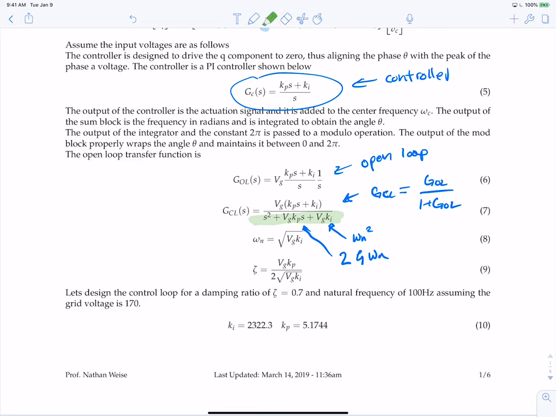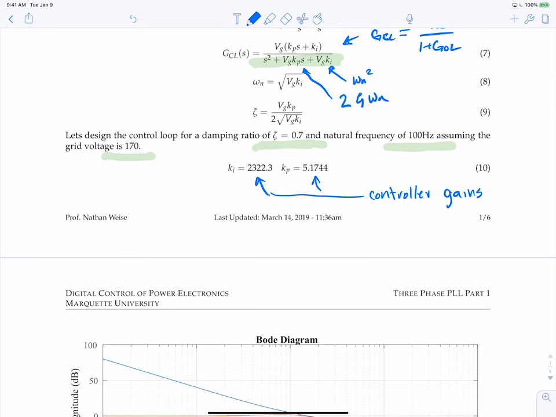So essentially we can design for whatever we would like. So in this example, I'm going to assume that the grid voltage peak is 170. So that would be our Vg. I'm going to assume we're going to design with a damping ratio of 0.7. It's a decent damping ratio. And a natural frequency of 100 hertz. Now, if you select those three values and calculate equations 8 and 9, this is what you get for equation 10, the controller gains. And now we have a controller fully designed for this three-phase PLL.